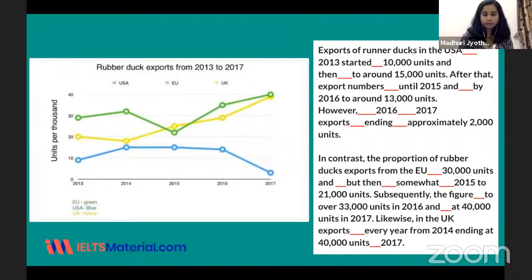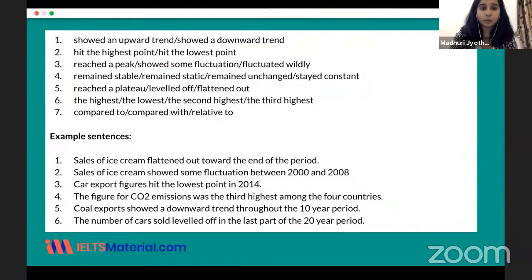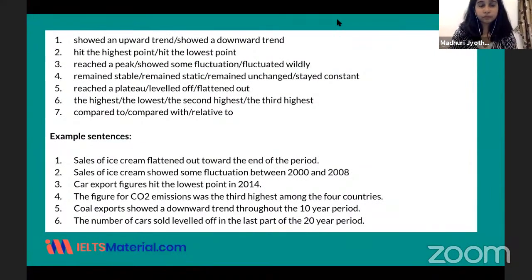Okay. So I'm going to show you an example of what are the different vocabularies that you can incorporate in your writing essay. So I'm just going to show you a highlight. Okay, I think I'm going to show you like this.